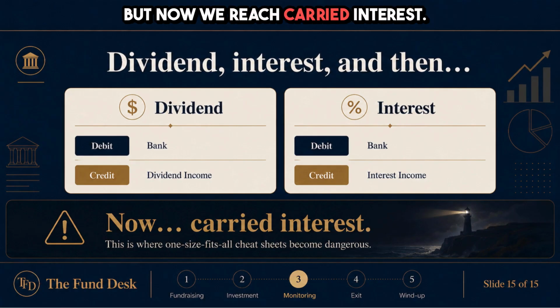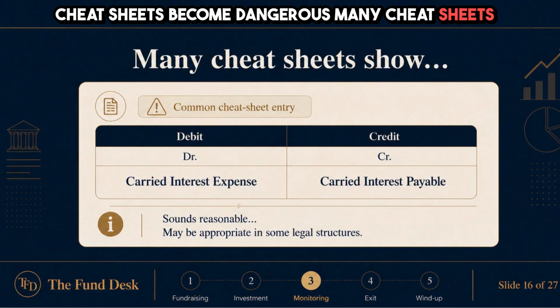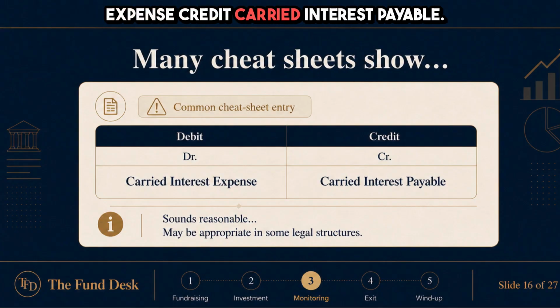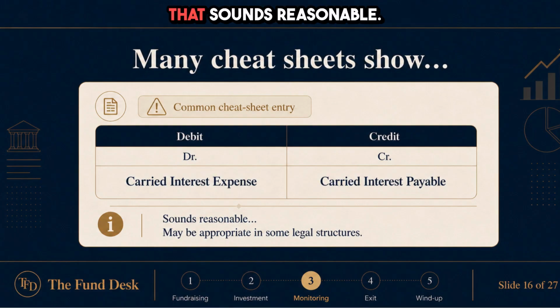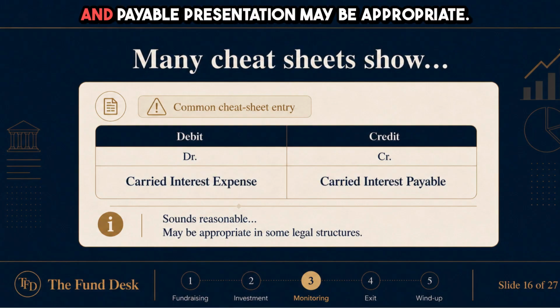But now we reach carried interest. And this is where one size fits all cheat sheets become dangerous. Many cheat sheets show carried interest as debit, carried interest expense, credit, carried interest payable. That sounds reasonable, and in some legal structures, an expense and payable presentation may be appropriate.